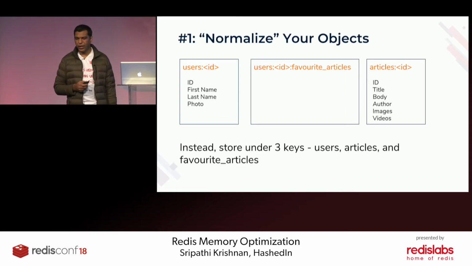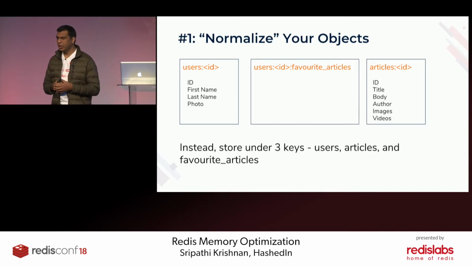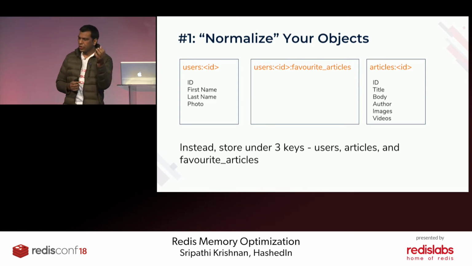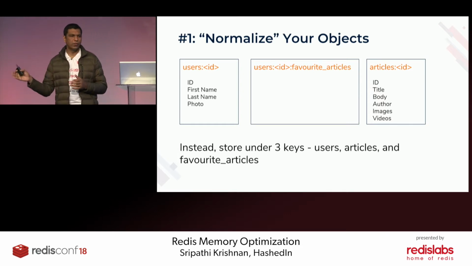So what you should end up doing is normalize your object. It's a similar principle to what we do in relational databases. You split your object into various things. Any relationships or pointers between objects, try to put into a set. So you have a user's object, you have an article's object, and the relationship between them, you store in a set, like users:ID:favorite_articles.